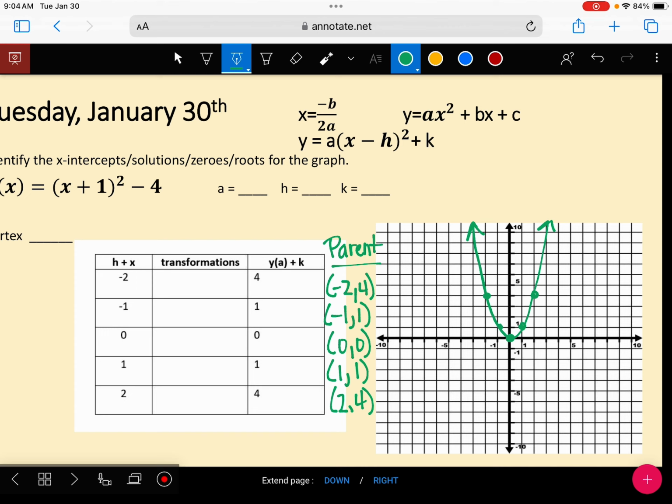All right, raise your hand if you can tell me A, H, and K. I'm just curious who knows. I'm not going to call on you, I just want to know. How many of you all know what your A, H, and K would be?